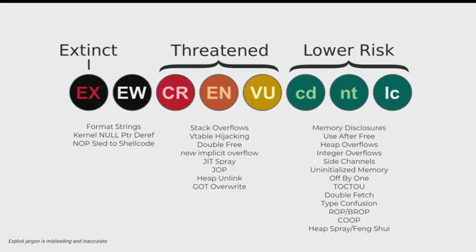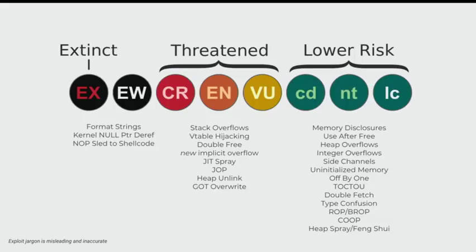And then we have our threatened category. Things like stack overflows are getting harder. They're still possible, but they're getting harder. Various techniques in this category: vtable hijacking, becoming harder with things like CFI, control flow integrity; JIT spray, JOP, heap unlink, global offset table overwrites. These things are threatened, but they're still possible in some targets.